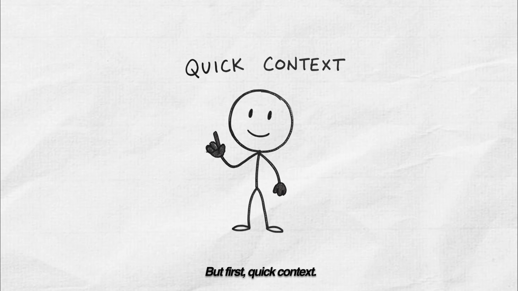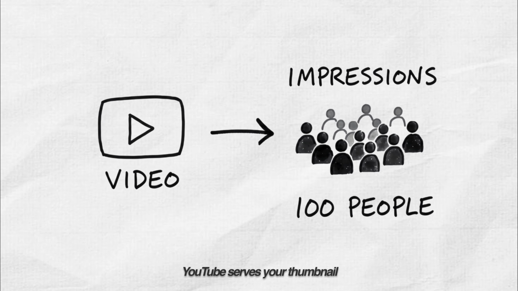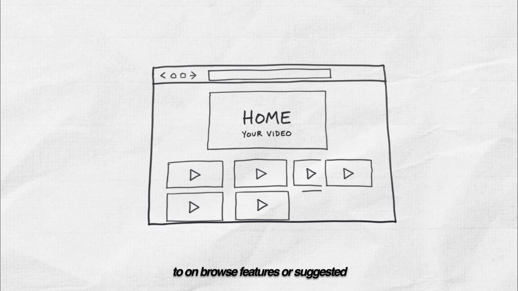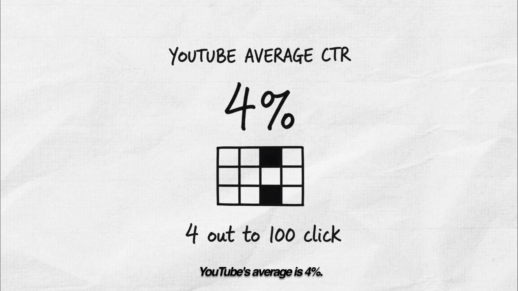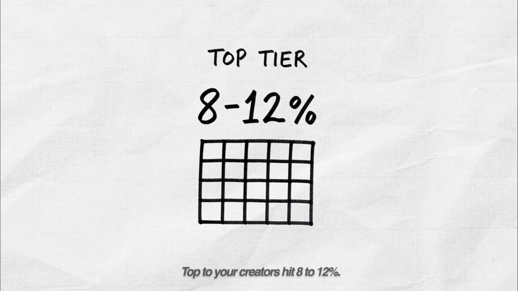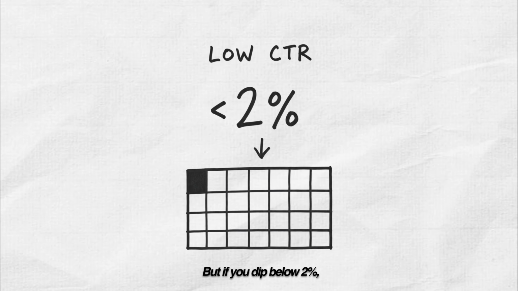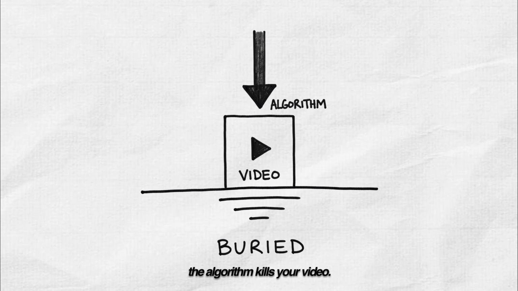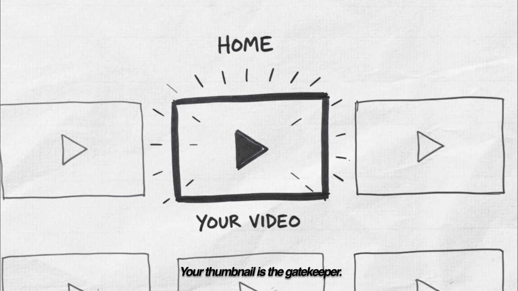But first, quick context. CTR is your click-through rate. Out of every 100 people YouTube serves your thumbnail to on browse features or suggested videos, how many actually tap it? YouTube's average is 4%. Top-tier creators hit 8 to 12%. But if you dip below 2%, the algorithm kills your video. It flat out stops pushing it. Your thumbnail is the gatekeeper.